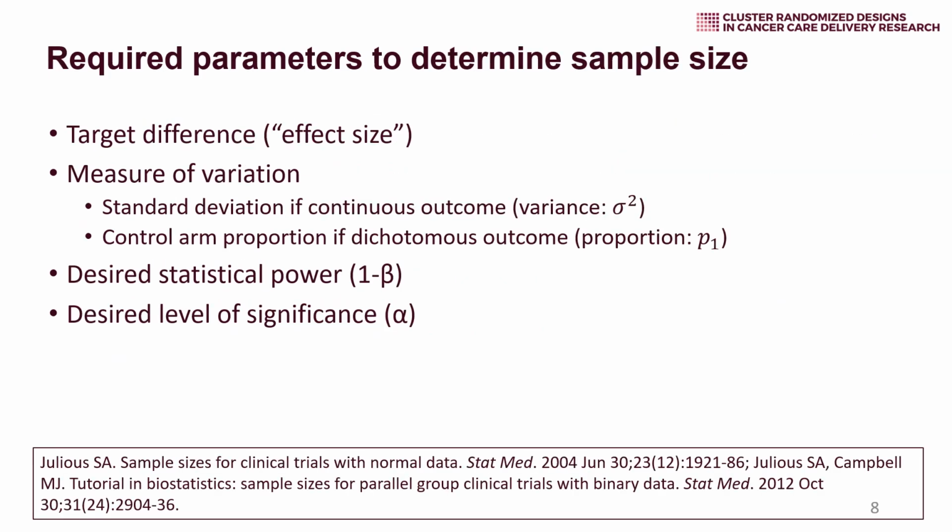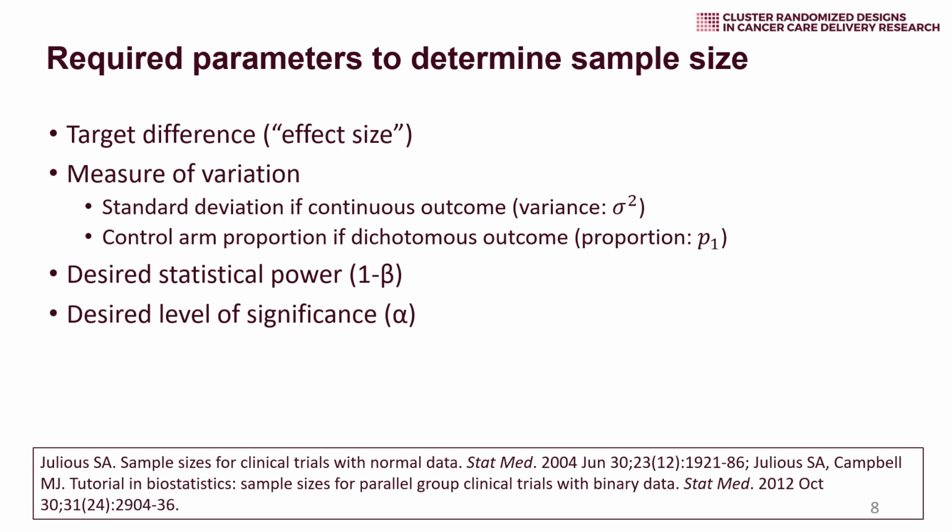Before we start these calculations, we have to pre-specify and set a number of parameters. We call these the sample size parameters. The first of these is, what is our target difference? What is the effect size that we're hoping to detect? We also need to specify some measure of variation. For continuous outcomes, this means that we have to specify the standard deviation or the variance of the outcomes. And where we're considering a calculation involving proportions, we need to specify the control arm proportion.